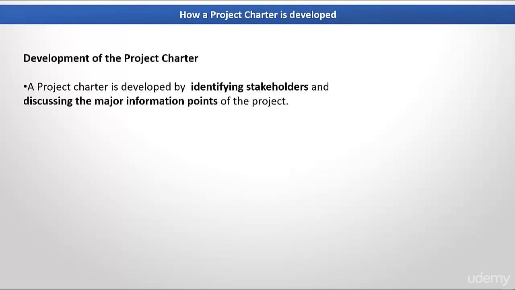Now, let's understand how exactly is a project charter created. A project charter is developed by identifying stakeholders and discussing the major information points of the project. So, the way to create a project charter is to talk to all the stakeholders who will be involved with the project, and from those discussions, you will create the important information points of the project. Then, as a result of the discussions with the stakeholders, the contents of the project charter are developed.